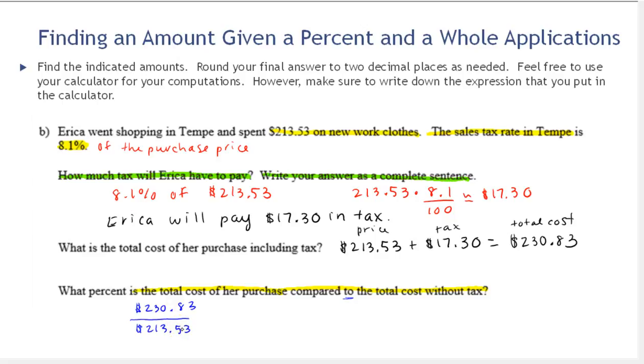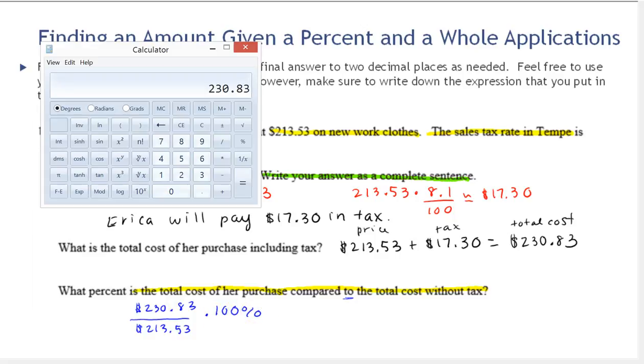And to write this as a percent, we'll find this ratio and multiply it by 100%. So 230.83 divided by 213.53 times 100. And to 2 decimal places, this is 108.1%.